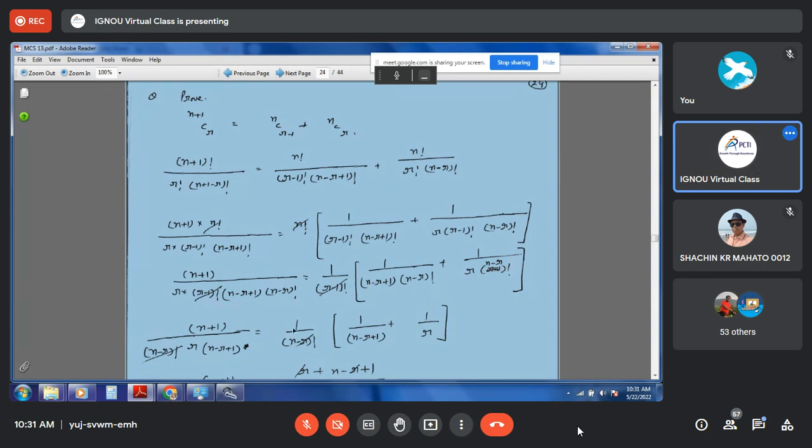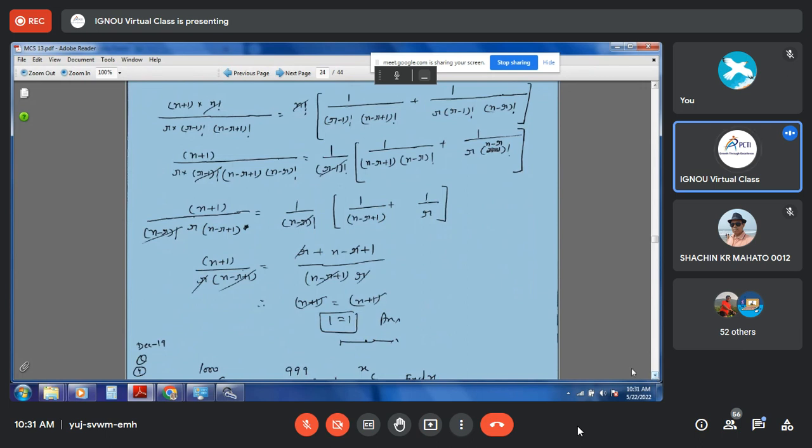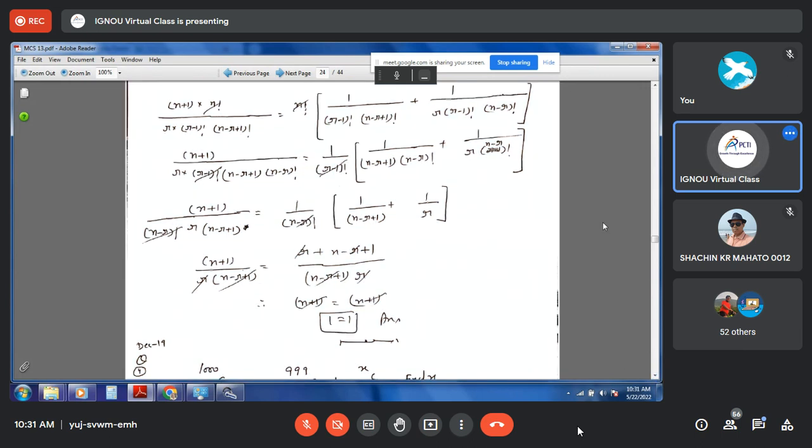Now next, take n minus r factorial common. It is 1 upon n minus r plus 1 upon r. Now, n minus r factorial cancels on both sides. The remaining things are... It is algebra. It is purely algebra.